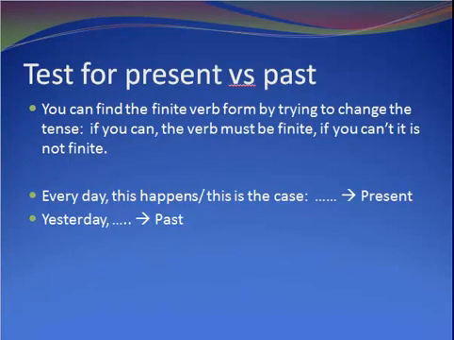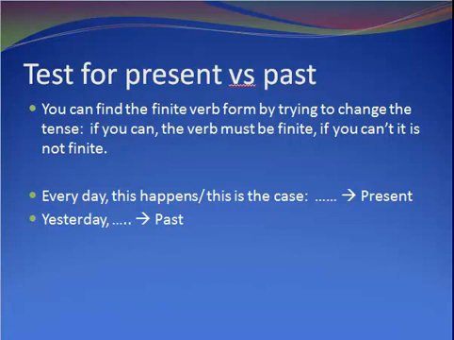Sometimes it's not that clear whether a verb form is present or past, and you can do a test for it, which we've just tried. You can try changing the tense, and if you can change the tense, then the verb must be finite. If you can't, then it's not finite. Now, to help you, you can try out these sort of frames and stick your sentence in here, but you have to be careful because it doesn't always work. But if it works, then you've got a good indication that you're dealing with either a present form or a past form.